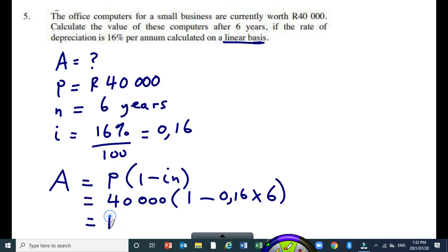1,600. Those computers will have decreased in value after 6 years. In fact, they will be outdated.